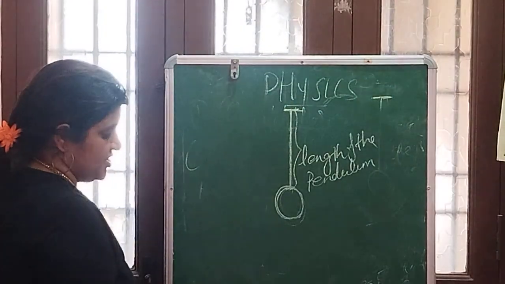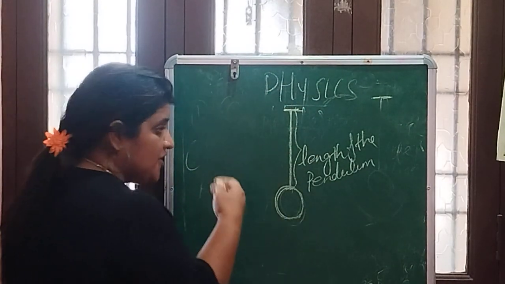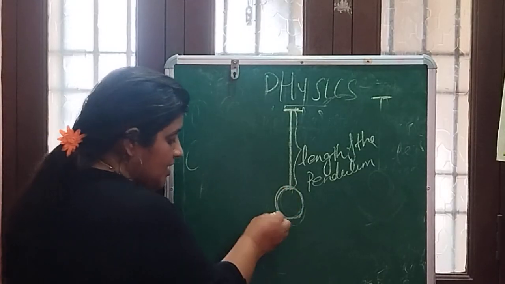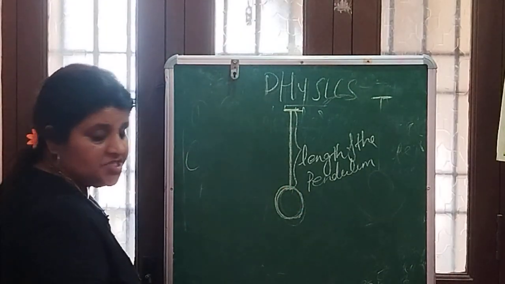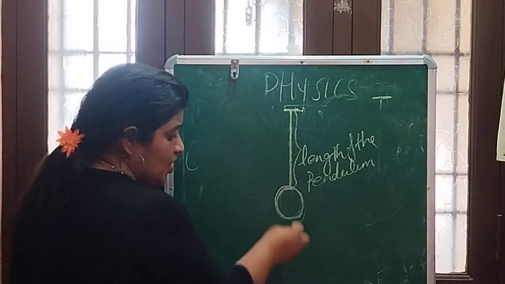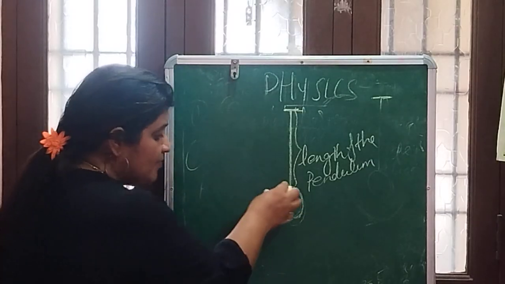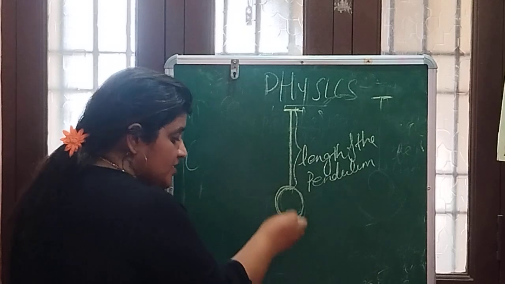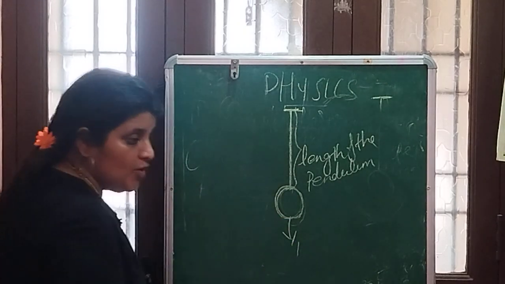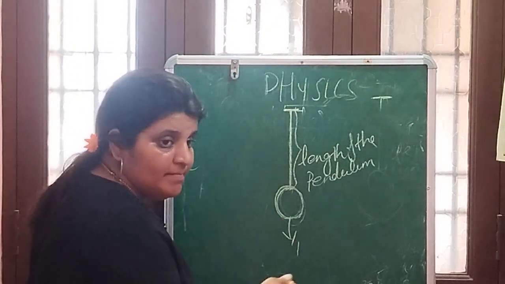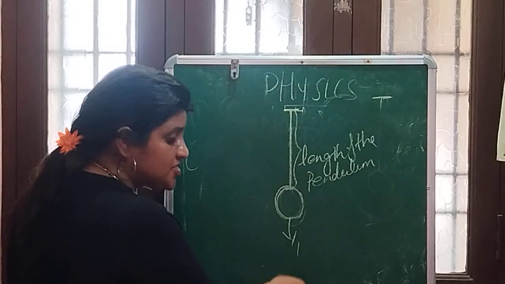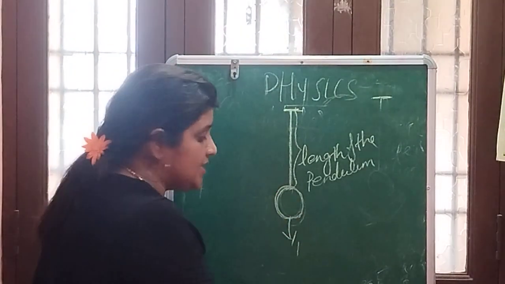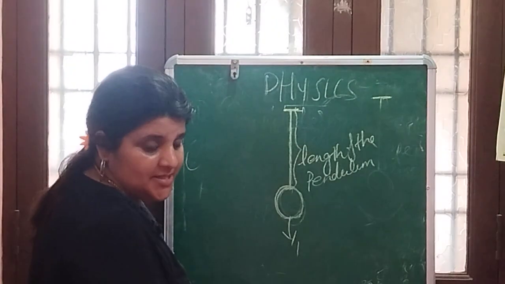For that, initially, if you are not applying any external force on this bob of mass M, the bob will remain in its state of rest. That particular position of the bob is called the equilibrium position or mean position. So the equilibrium position or mean position is the position of the bob where no external forces are acting on this bob of mass M.